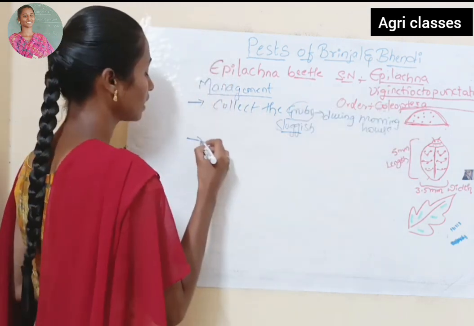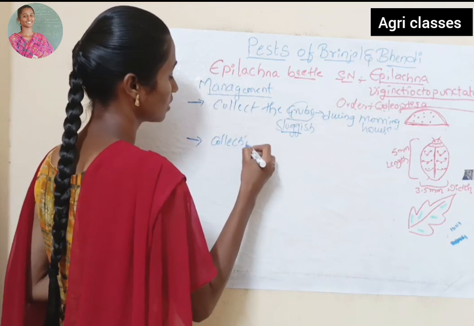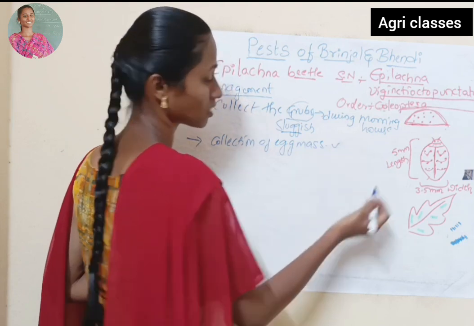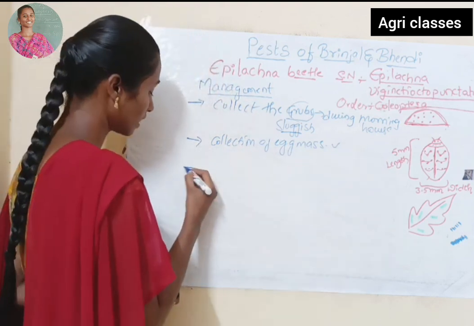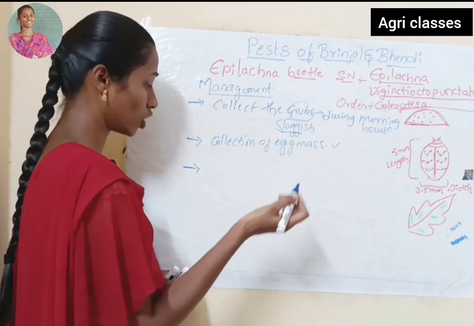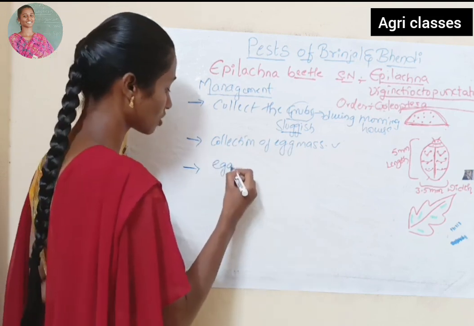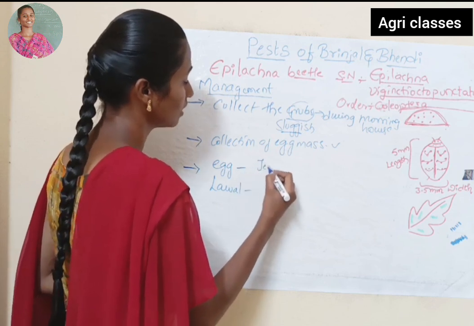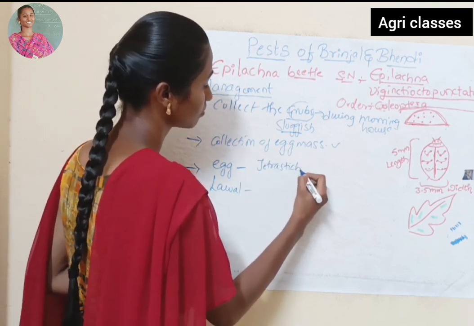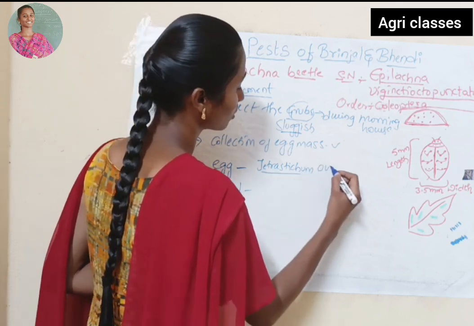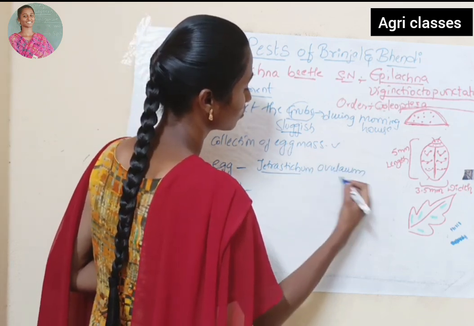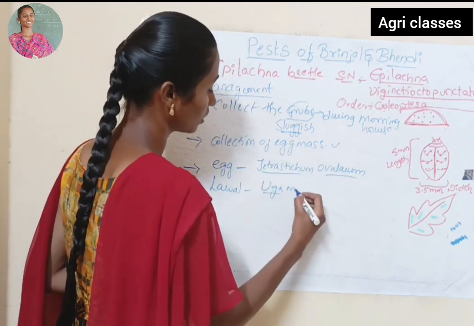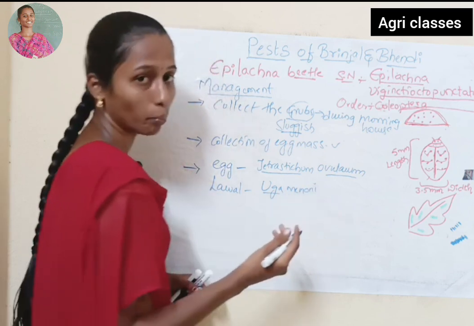Okay, then next thing, collection of egg masses and destroy the egg masses. This is one of the methods. And next thing, we can use biological control methods, egg parasite or larval parasite. Here the egg parasite is Tetrastichus ovularum. Then the larval parasite is Eugaga menoni. So this will suppress the population.